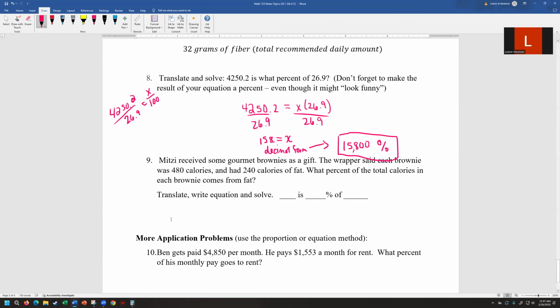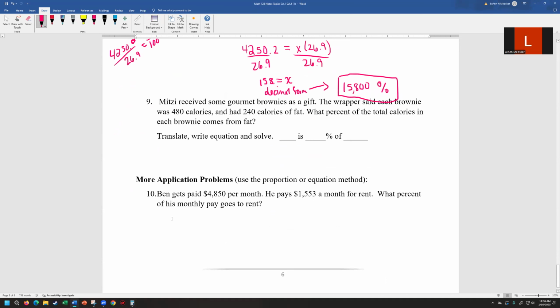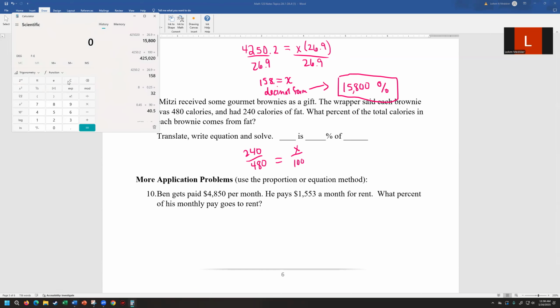Okay, so we have just a couple more. Mitzi received some gourmet brownies as a gift. The wrapper said each brownie was 480 calories and had 240 calories of fat. What percent of the total calories in each brownie comes from fat? Okay, so the fat is the percentage we're looking for. So we're looking for the percentage of fat out of the whole amount of calories. So that would be the 240 is the fat calories. The total calories from that brownie were 480. And this one's going to be 50%. It's easy to see that because that fraction reduces to a half, but let's solve it.